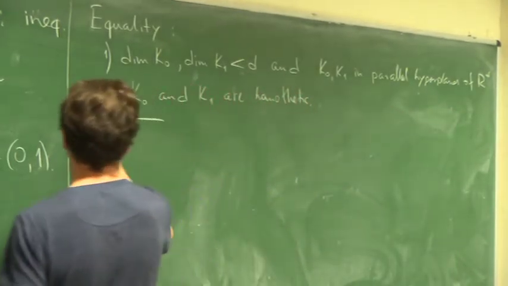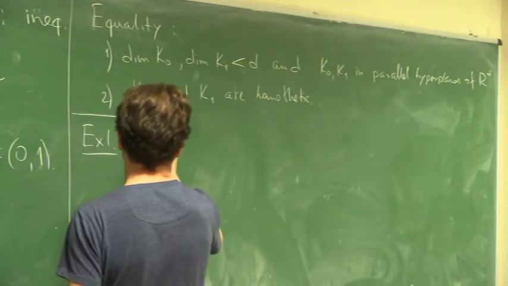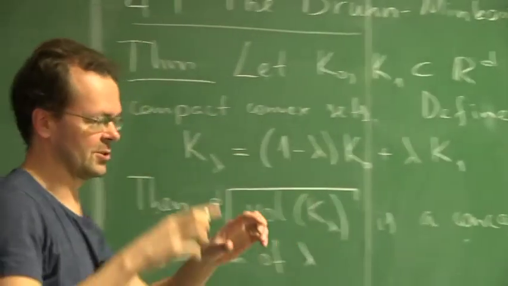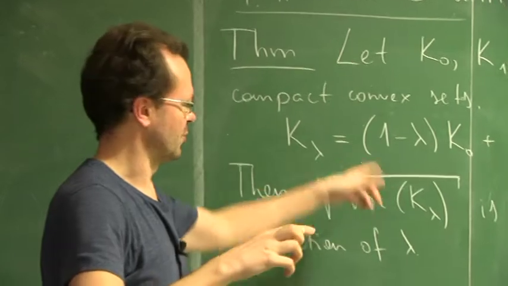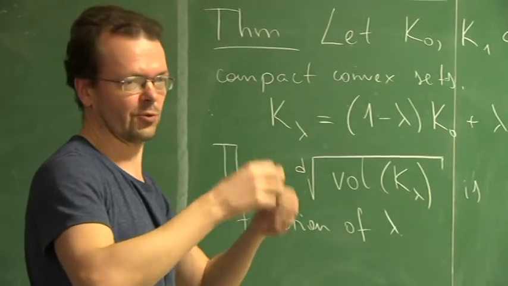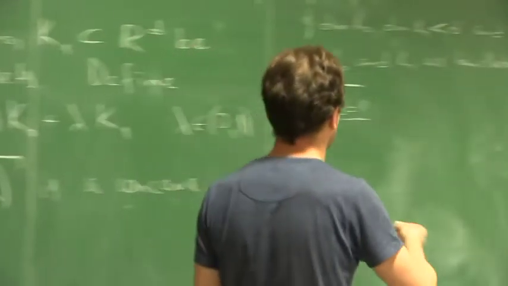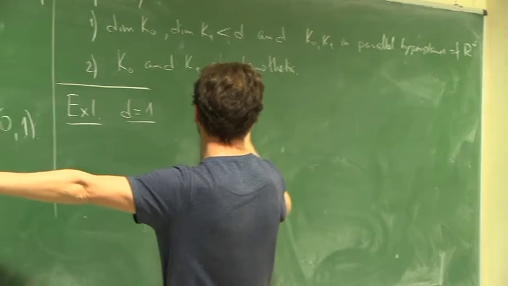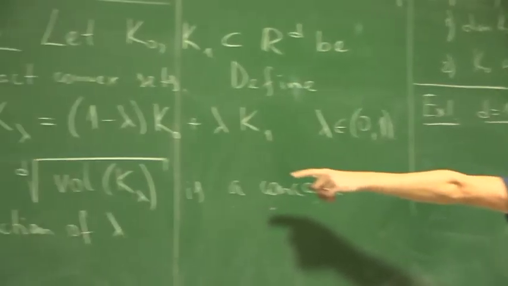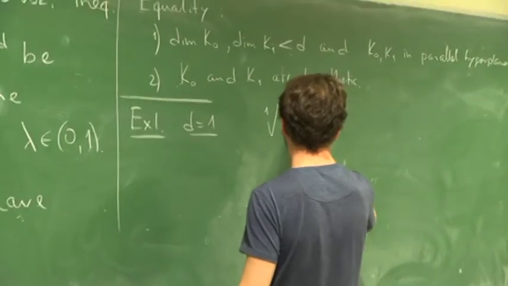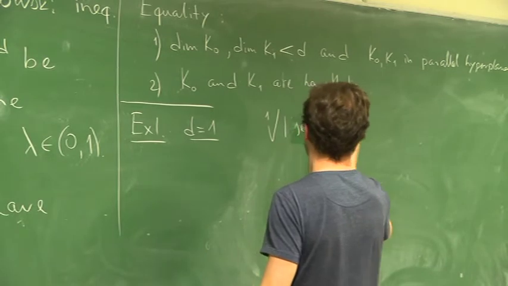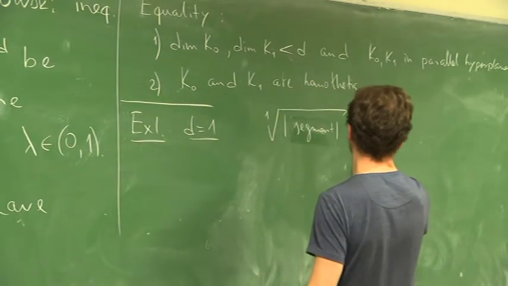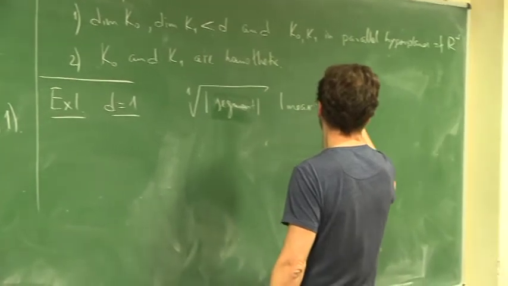Now examples. Well, first, in dimension 1, the theorem is practically trivial, because in dimension 1, any convex set is a segment, and a linear combination of two segments is again a segment whose length is a linear combination of the lengths. So in this case, this is the first root of the length of a segment, and the segment depends linearly on lambda, and so this is linear in lambda.